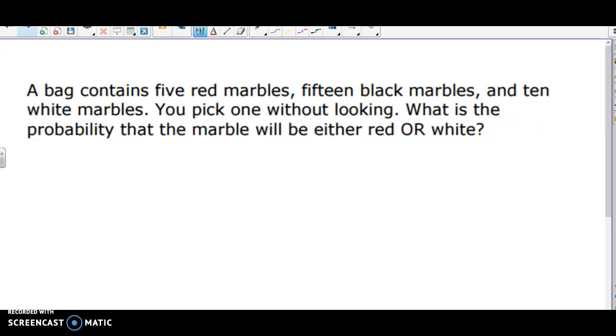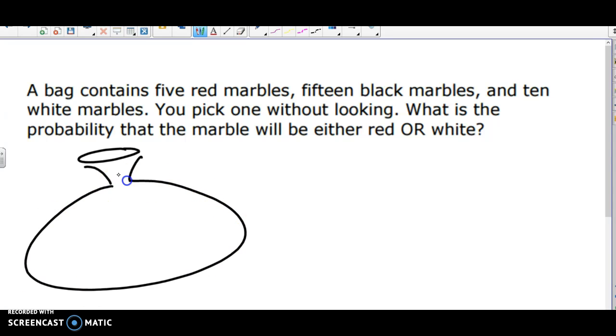Okay, a bag contains 5 red marbles, 5 black marbles, and 10 white marbles. You pick one without looking. What is the probability that the marble will either be red or white? So if you wanted to, you could draw a bag of marbles. There are 5 red marbles: 1, 2, 3, 4, 5. And there are 5 black marbles. That's going to be super fun to draw.